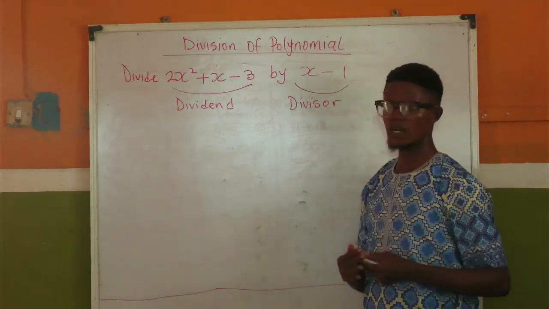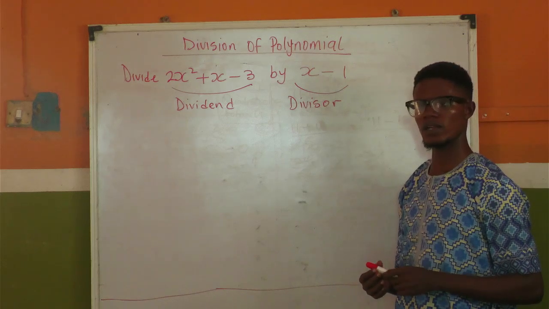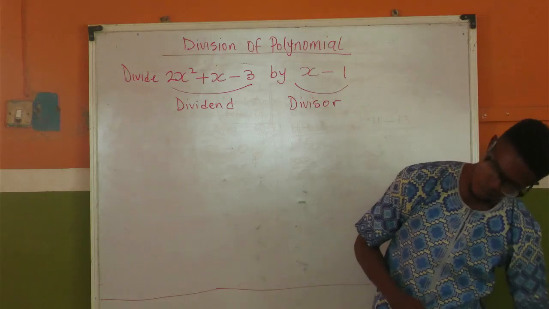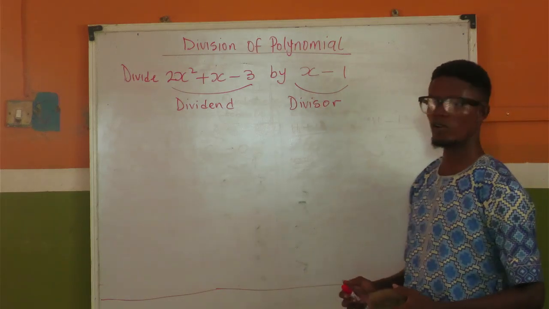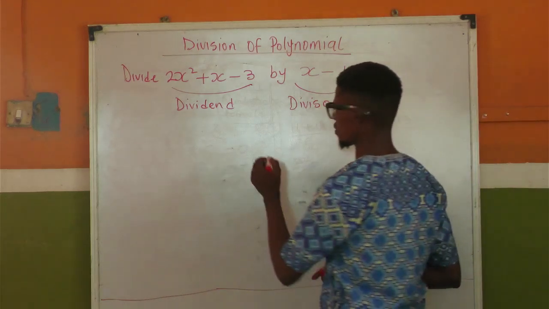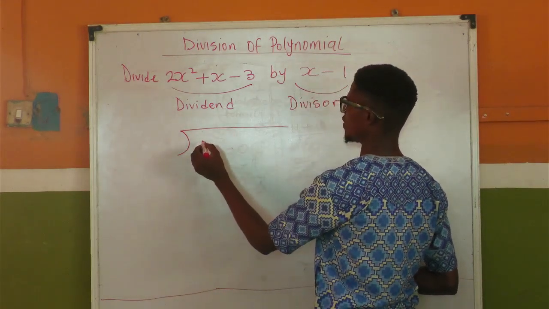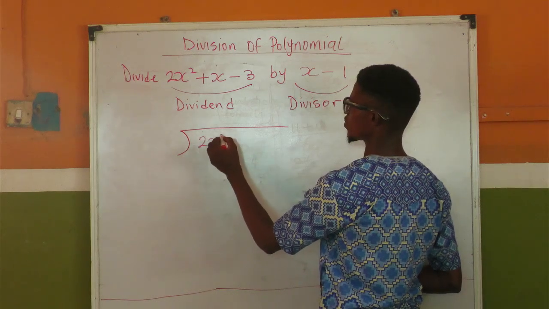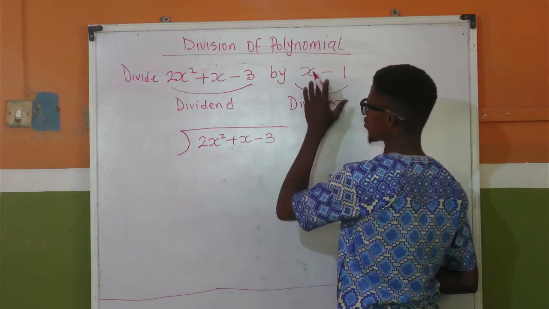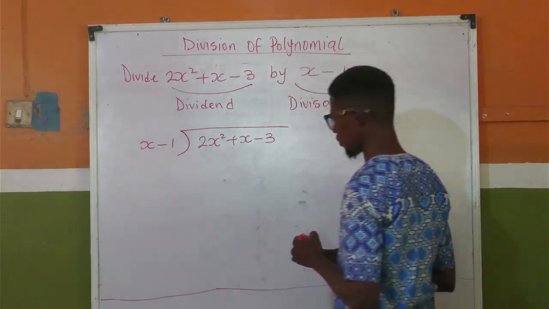So traditionally we will not be able to use the normal division technique, and so what we adopt here is the long division. We call it the long division. Now, so we simply put this. So we put our dividend into this place, 2x squared plus x minus 3, and divisor x minus 1. So this is going to be x minus 1.